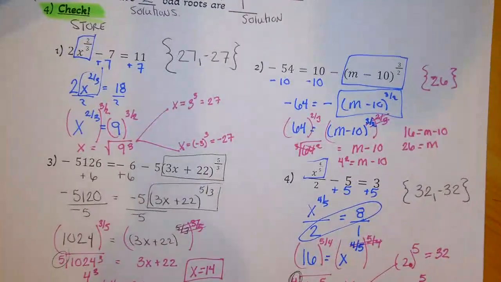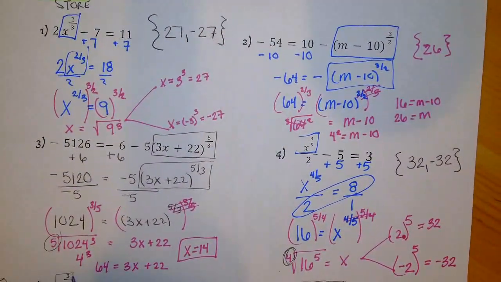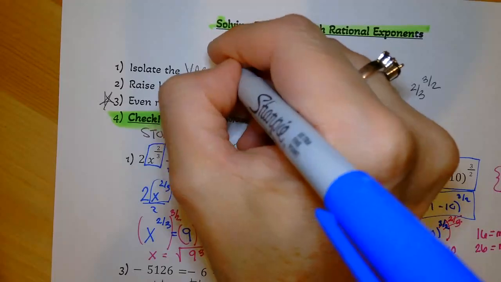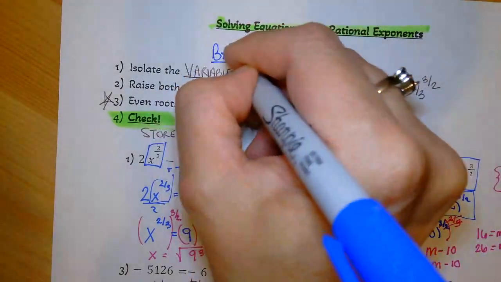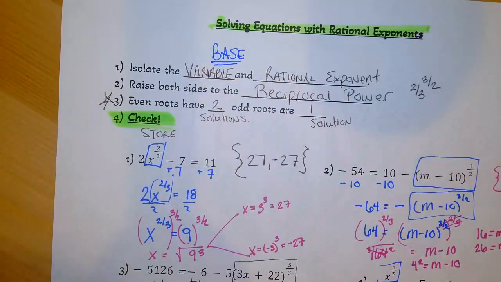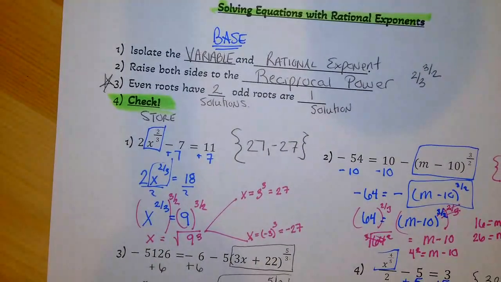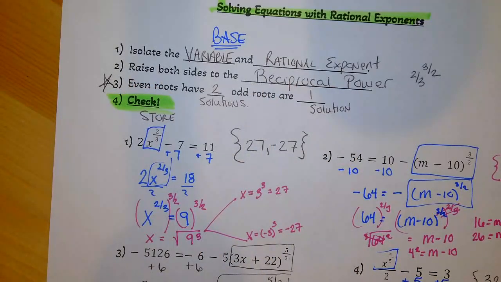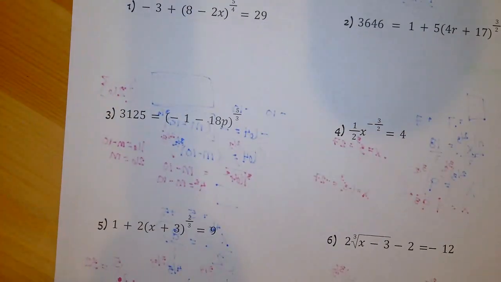Again, like I said, we're trying to get that base and exponent. I know I said variable and rational exponent. Now that I'm coming back here, it might be better to say base and rational exponent by themselves. And then raise to the reciprocal, and just be careful of those two solutions. We're going to tackle all of these on a separate sheet of paper, and good luck.